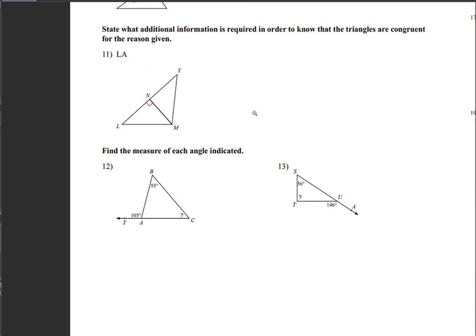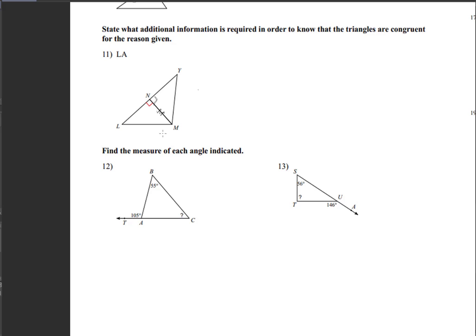State what additional information, if any, is required in order to know the triangles are congruent. So if I want to know it by leg angle, remember, the leg cannot include the hypotenuse. That's h. I know that this one here is a 90-degree angle, and I know that this is congruent to itself, actually. So for leg angle, I really need just one more angle. It could either be this one or this one here.